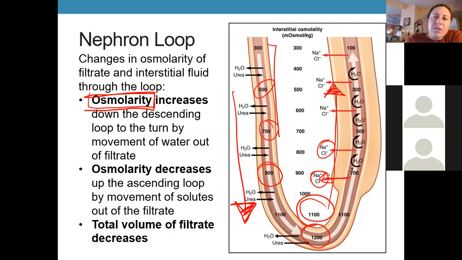So because more stuff exits, we have reduced the total amount of filtrate. And we're going to talk about the consequences of this really high osmolarity in a little bit, because its function isn't directly related to the nephron loop itself. It's related to other things in the medulla of the kidney, okay?